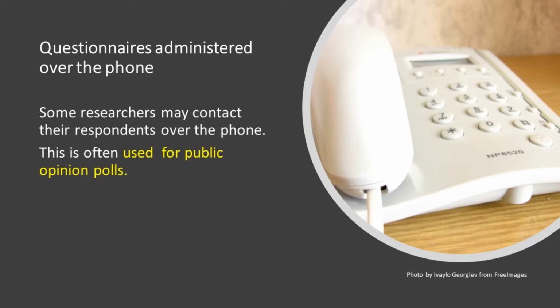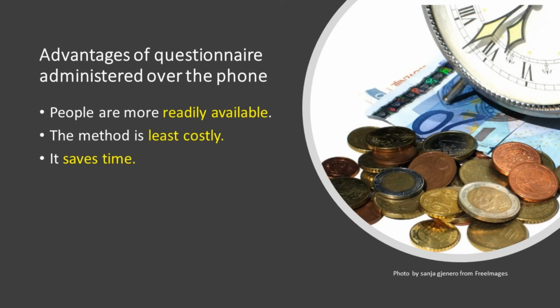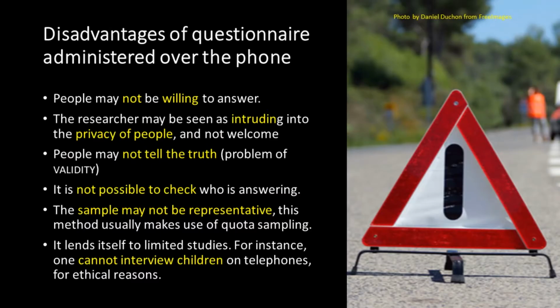Some researchers may choose to use the phone as a means to gather information. This is often used for public opinion polls. The advantages are obvious. People are more readily available, the method is least costly, and it saves time. But there are also limitations or risks of using this method. People may not be willing to answer. The researcher may be seen as intruding into the privacy of people and not welcome. People may not tell the truth. The problem of validity when people lie or tell what they feel the researcher wants to hear.